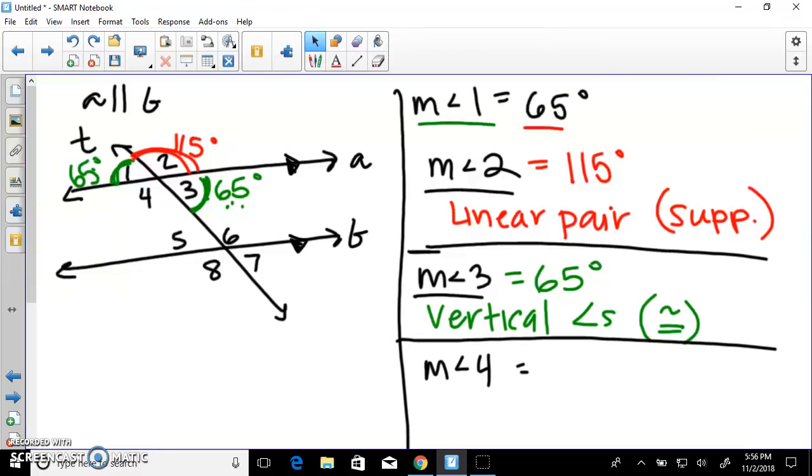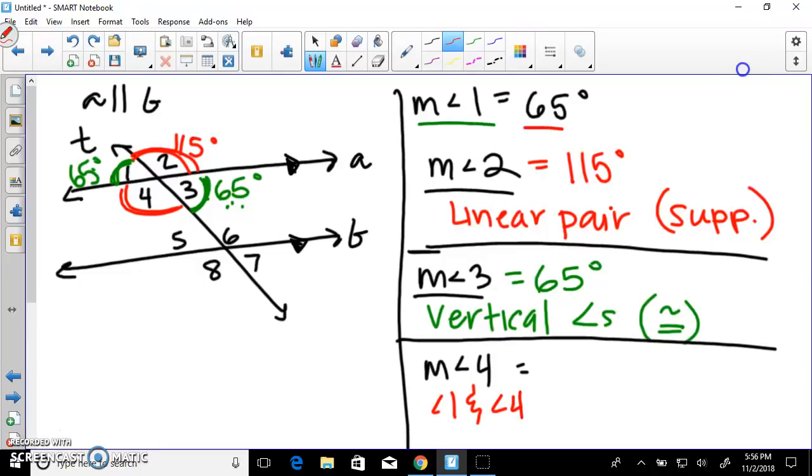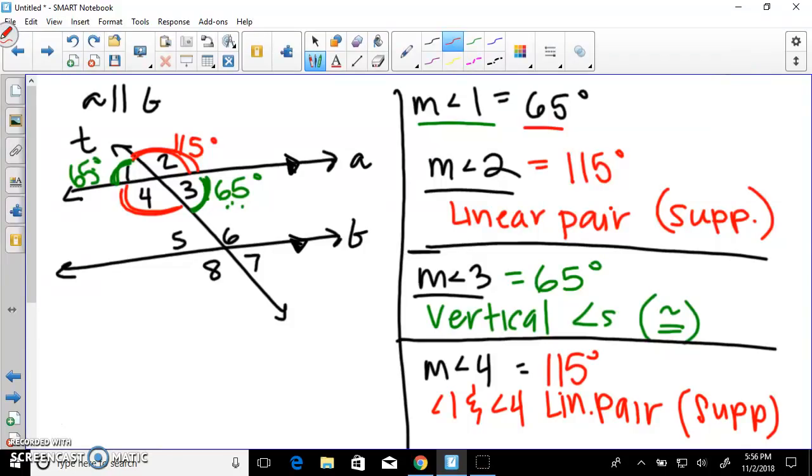Well, we could figure this out a couple different ways. If we're talking in terms of angle 1, 1 and 4 are a linear pair. So angle 1 and angle 4 make a linear pair. So that means that they are supplementary. So if 1 is 65, then 4 has to be 115. If we wanted to think in terms of angle 2, we could say, well, angle 2 and angle 4 are vertical, so they have to be congruent, so they're both 115. So that's those first ones.